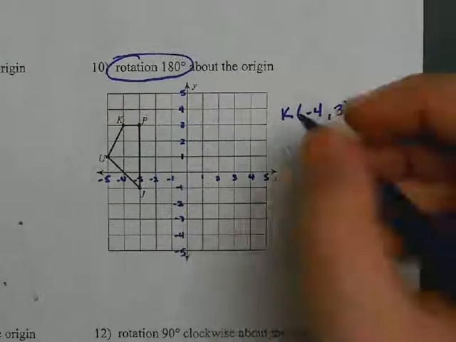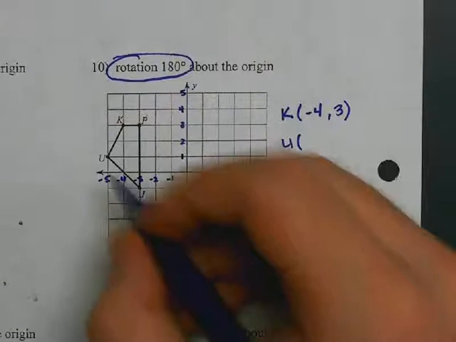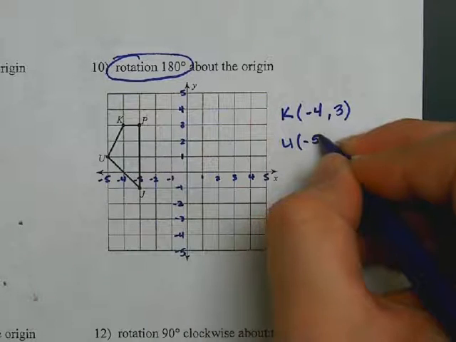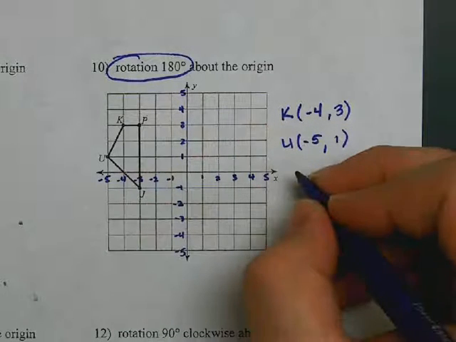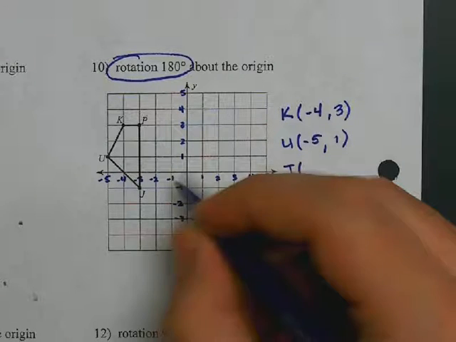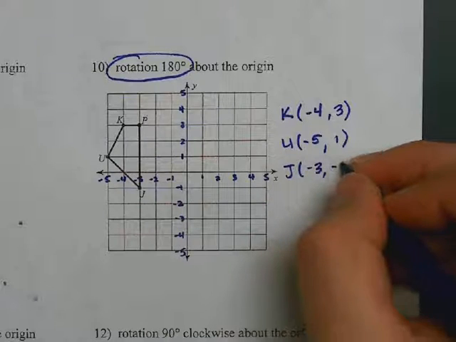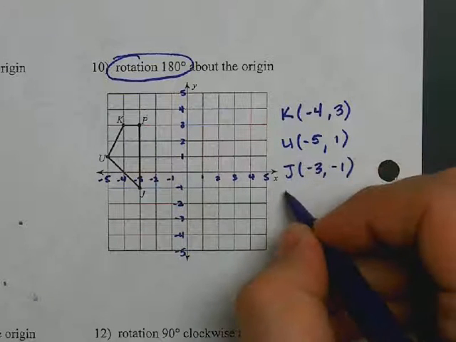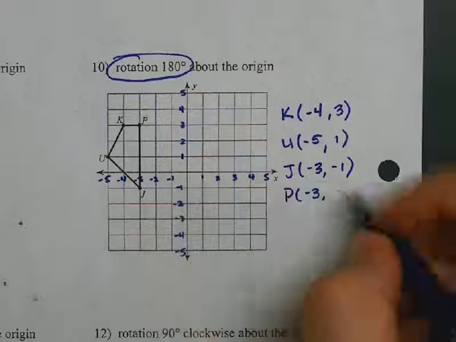We go to U. You go left 5, that takes you here to negative 5. And then comma, go up, and that's 1. When I look at J, J takes me to negative 3 on the x-axis, and then down 1 would be negative 1. And then lastly, P would bring us to negative 3, and then go up 3.